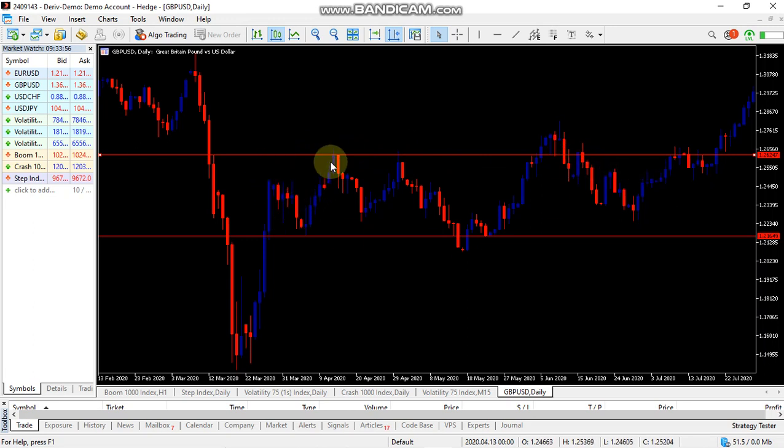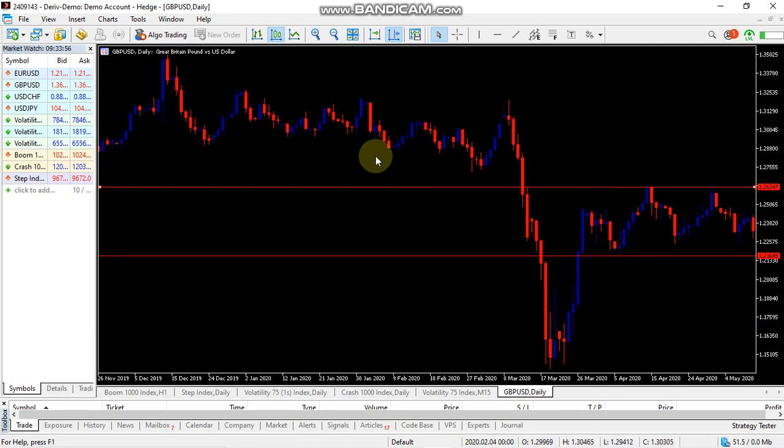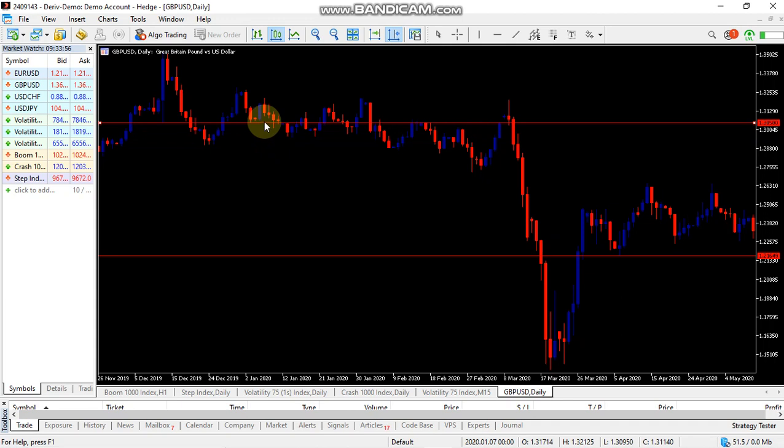So this resistance, it hit it here, came down, hit it here, came down, went here, broke it a little bit, came down, hit it again, and then it reversed, and came here again, hit it, and finally it broke. So these are support and resistance patterns. If you look here now, it becomes a very nice example of support and resistance. Look at it.